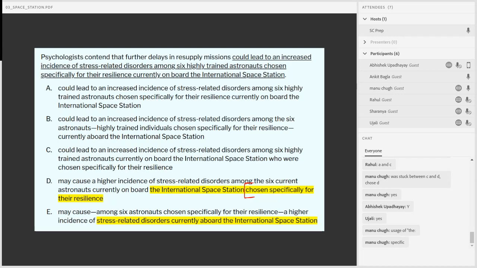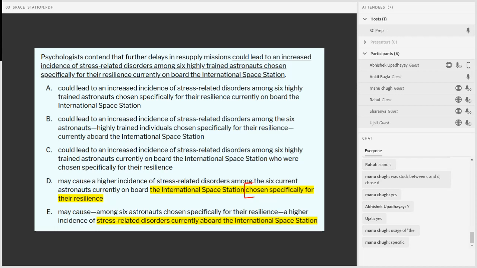Yeah, Manu. So I went with the meaning first, and then I went on the specific 6. Some of the options don't have the word the, some of them have the word the. So they're talking about resupplying missions for those specific 6 astronauts who were highly trained for the mission. So that's why I chose D. I'm not sure if that. So what you said, the first half, the specific part, that is correct. But the inference you drew from it, that's wrong. We'll come back to that. Ankit, please go ahead.